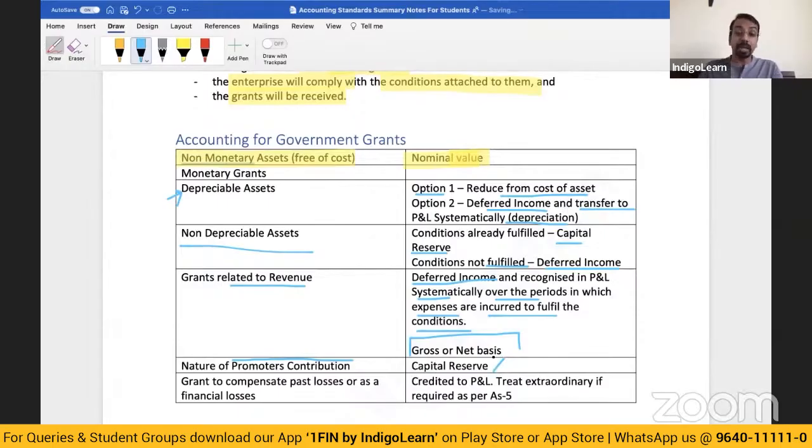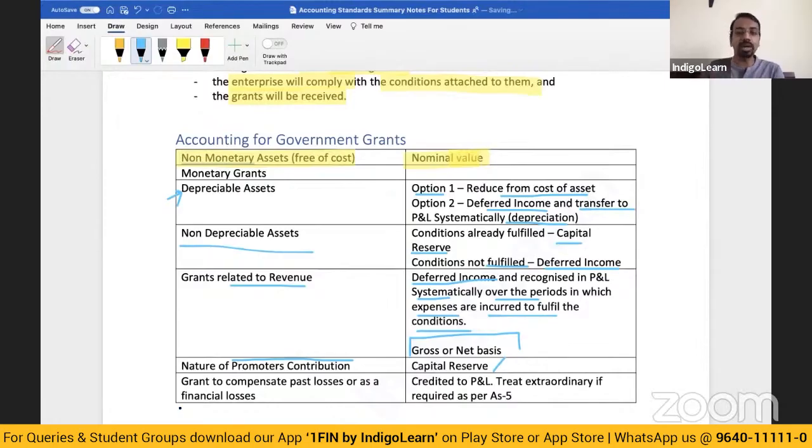Okay. Then sometimes grant may be given to compensate past losses or financial loss. Let's say during COVID, government may come up with a policy and say that, okay, every company in this particular area, because of losses due to COVID, will give them, let us say, 1 lakh rupee, for example. Okay. Now this 1 lakh is not for future conditions to be satisfied. Conditions are already satisfied. There was a loss and the government gave us a grant.